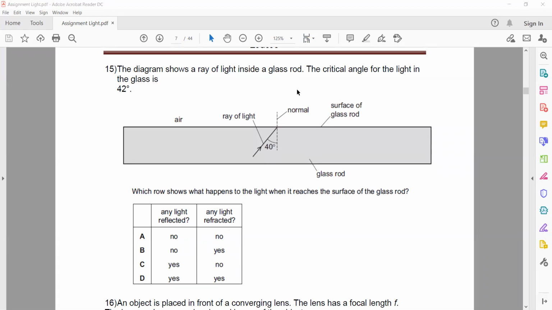What if this angle is 20? If this angle is 20 also, there is a refraction and there is reflection as well. But partial. Partial means a very small amount is reflected. But if this angle is more than 42, then all of the light will reflect back. That we call total internal reflection. So moving from denser to rarer.